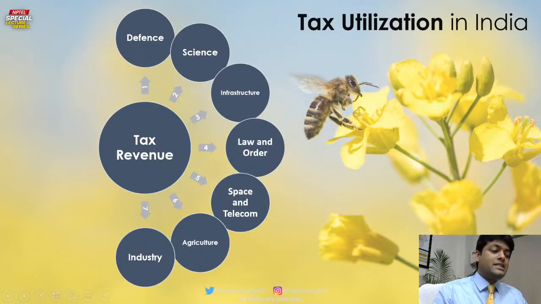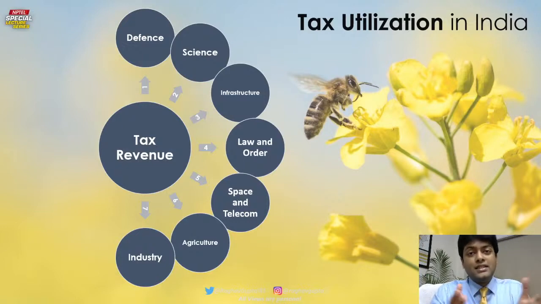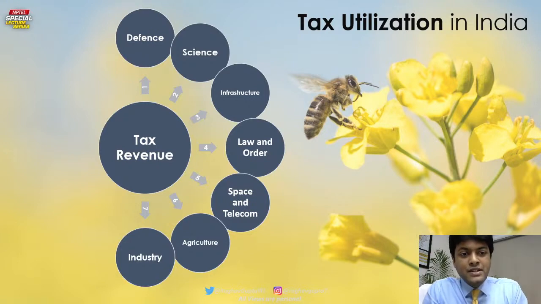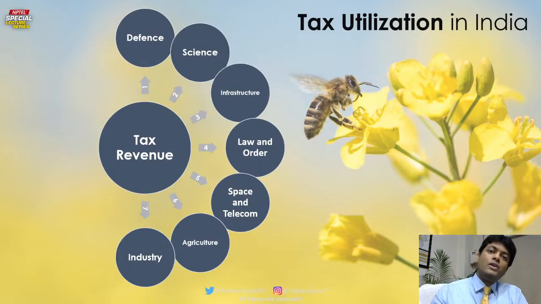The next one, of course, is industry. Industry, again, typically the homegrown industries in India can be given a fillip by using tax revenue. And that can be through subsidies. And as I said earlier, through, let's say, export-oriented units, which are placed in special economic zones, for example. So these are examples of how tax revenue can actually be helpful for developing industry as well.